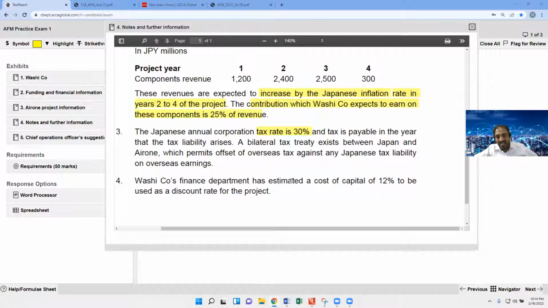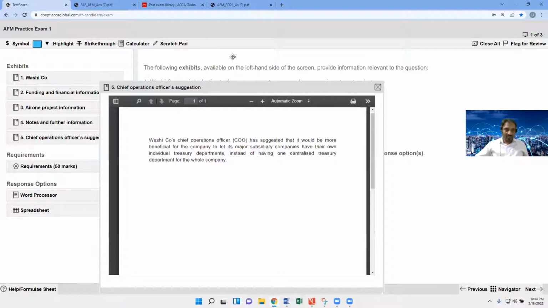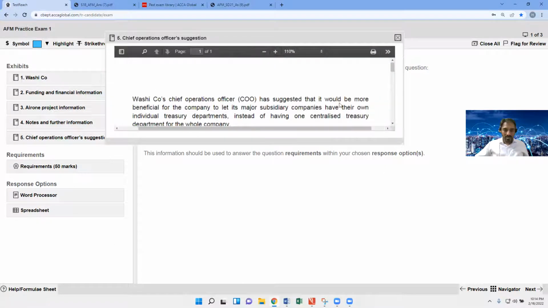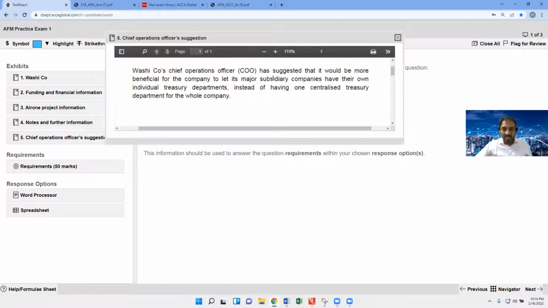The washing company finance department estimated the cost of capital to be used as the discount rate for the project. One thing that should be very clear here: international investment will be appraised by NPV, not the APV. Then the chief operating officer suggested that it would be more beneficial for the company to let its major subsidiary companies have their own individual treasury departments instead of having a centralized treasury department for the company as a whole. That is the point.